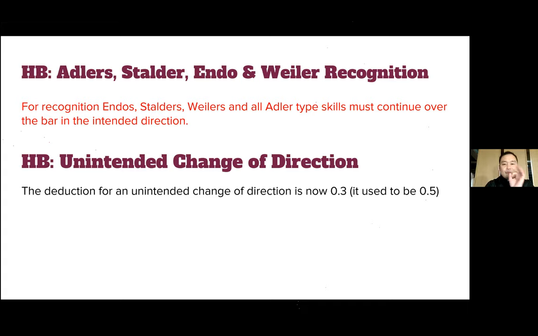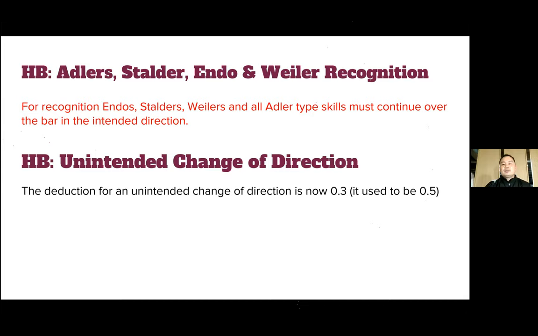But we will check these rules during the FIG judging course. For an intended change of the direction, the deduction for the unintended change of the direction is now 3/10. So current rule 5/10, but now new code 3/10 deductions.